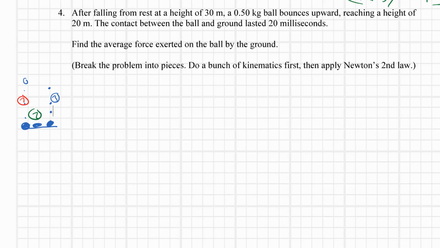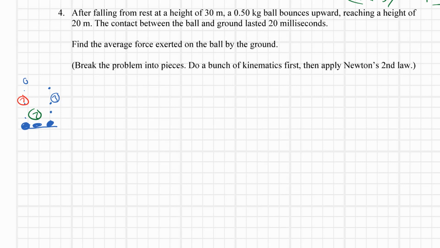We're going to explain to you how the exercise for the review sheet works. So it says here, after falling from rest at a height of 30 meters, a 0.5 kilogram ball bounces upward, reaching a height of 20 meters. The contact between the ball and ground lasted 20 milliseconds. Find the average force exerted on the ball by the ground.